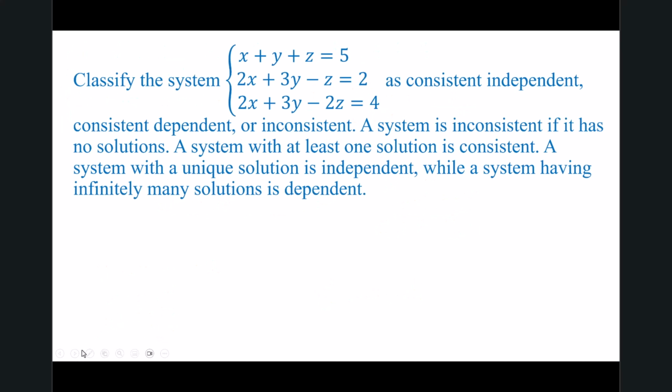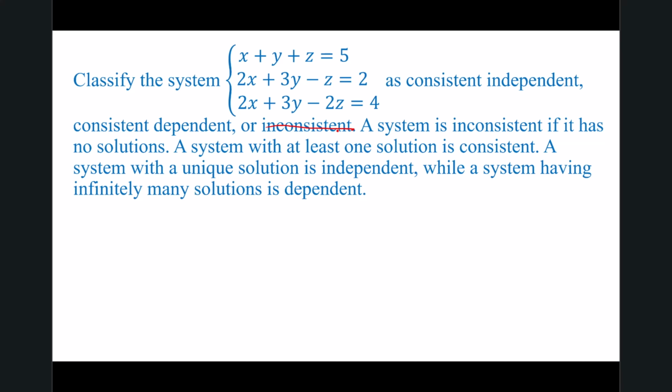Let's classify the system of equations as consistent independent, consistent dependent, or inconsistent. So a system is inconsistent if it has no solutions. So we know it's not inconsistent because there was a solution. A system with at least one solution is consistent. So this one is consistent.